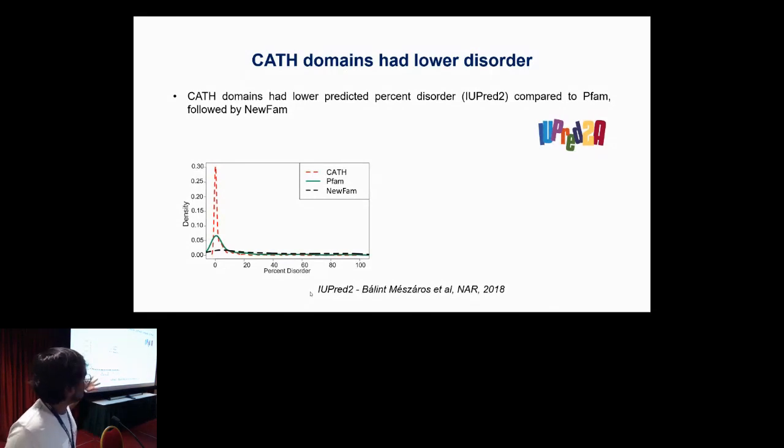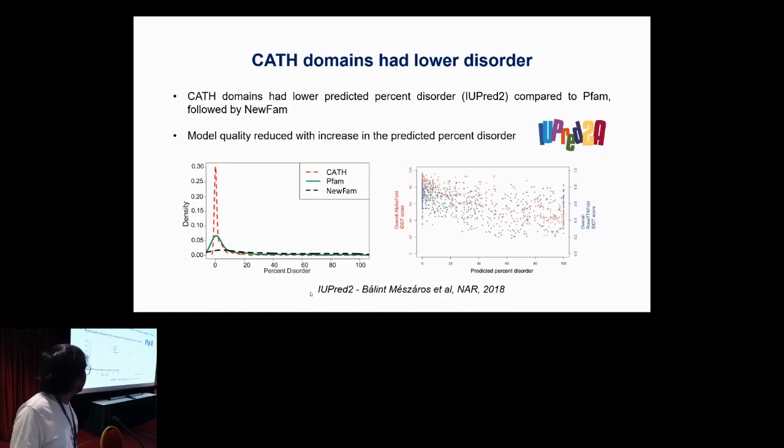As a result, if a domain is well structured, it will have a good LDDT score. And we also noticed that the quality of the model reduced with increase in the percentage disorder. Over there is the dot plot, where along the x-axis we have the percentage predicted disorder. Along the y-axis, in red dots are the AlphaFold scores, blue dots are the RoseTTAFold scores, and there is a negative correlation of the percentage disorder with the score of the models.